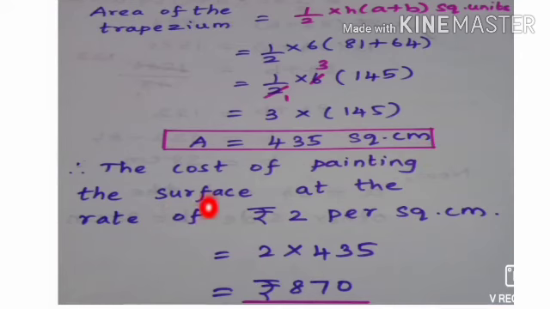Now, the cost of painting the surface at the rate of rupees 2 per square centimeter is given. For 1 square centimeter, the cost is rupees 2. Then what will be the cost if the area is 435 square centimeter? So we have to multiply 2 with this 435. That is 2 into 435 gives rupees 870. So the cost of painting the surface of 435 square centimeter is 870 rupees.